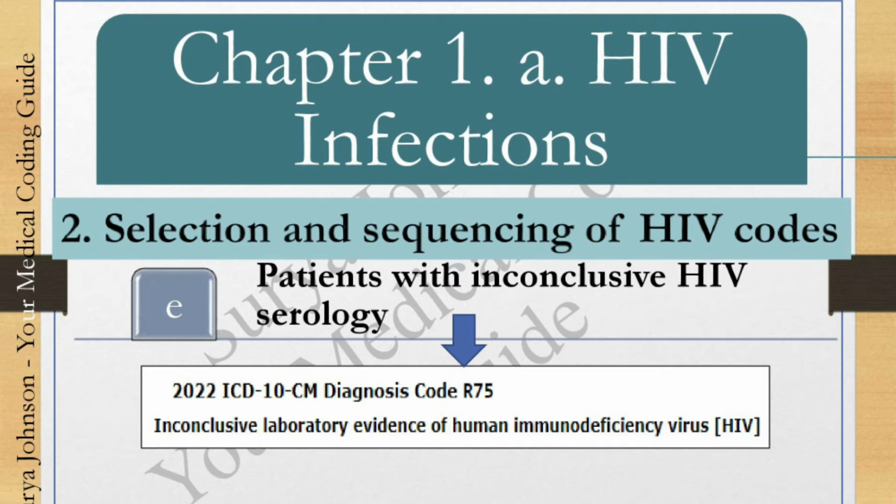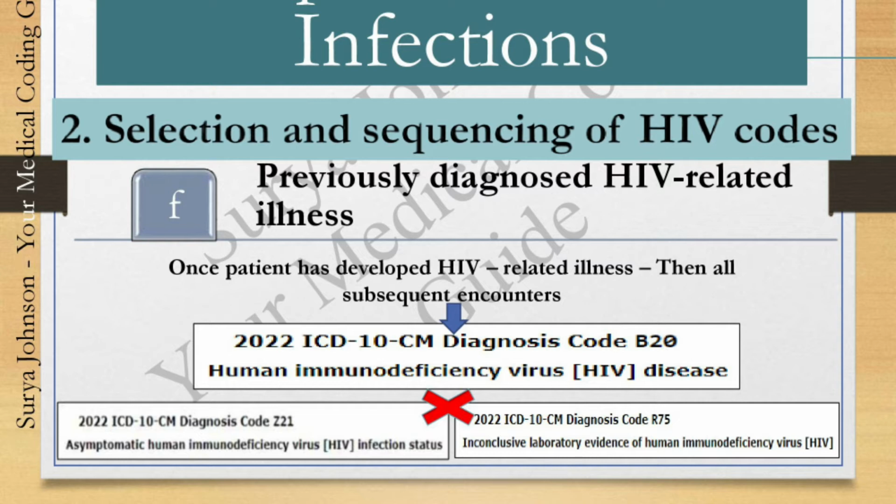In another scenario, the patient was previously diagnosed with an HIV related illness. Even after the illness has subsided or is no longer present, we should code all subsequent encounters with B20 only. You should not change to asymptomatic HIV infection status Z21, and you cannot code an inconclusive case in this scenario. Once the patient has developed an HIV related illness, all the encounters for that patient should have B20 only.